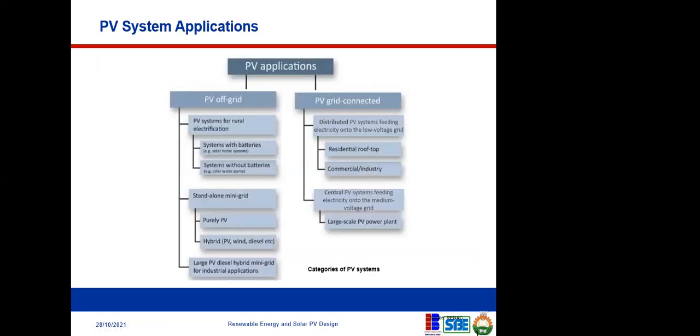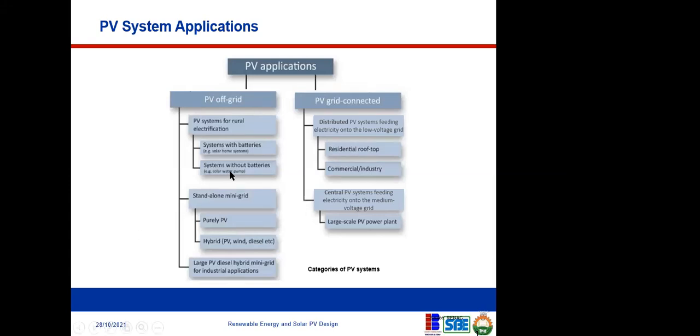So this is just to cascade it down a little bit for the off-grid connection and the grid-connected PV system. When you're talking about off-grid PV systems, we're talking about most of these rural electrification projects. They are off-grid because they are not connected to the national grid. So most of them are off-grid. You have the PV system for rural electrification. You have the systems with batteries, like your solar home systems. Those are off-grid. The MTN yellow box, these are off-grid systems.